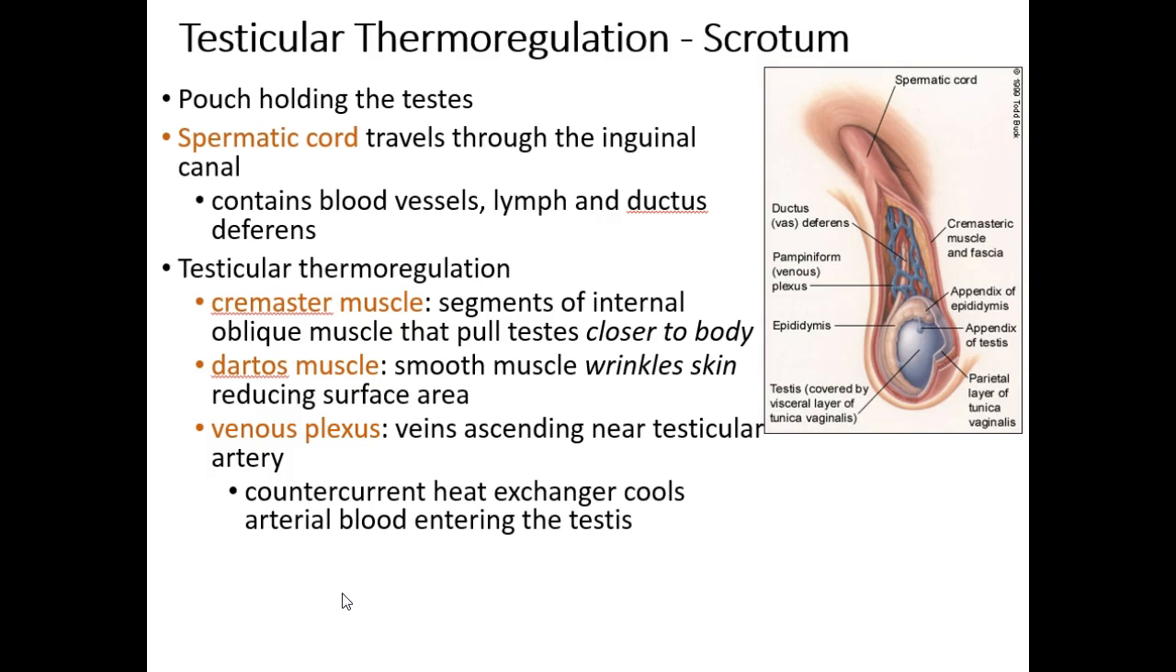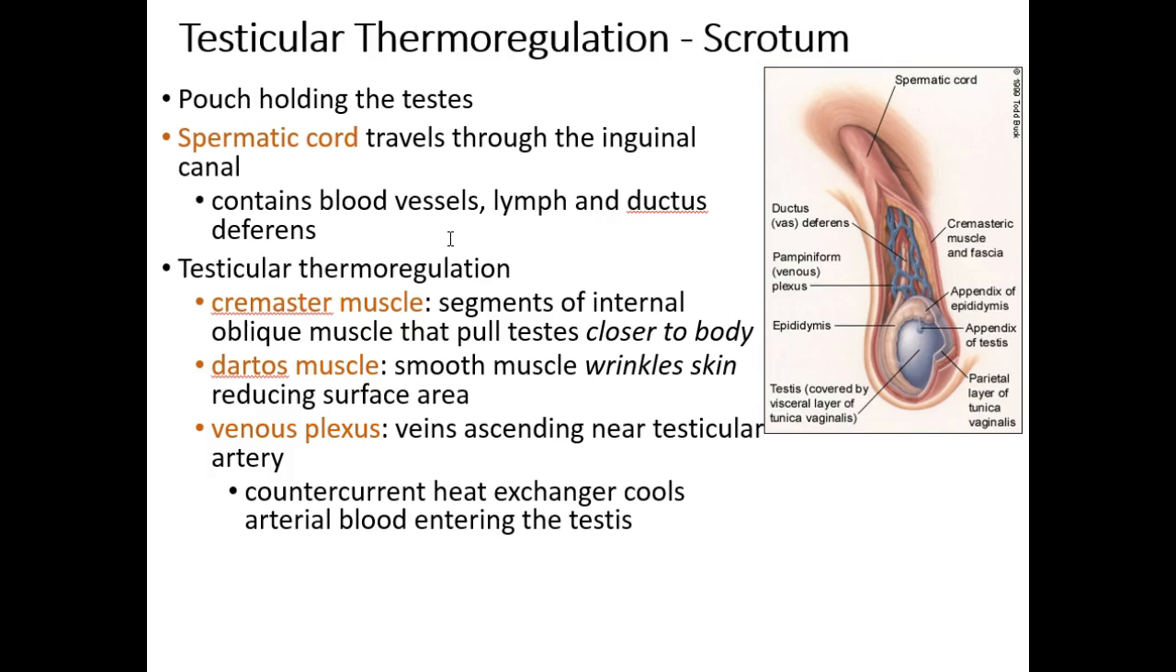If we look at the testes itself, here was the testes, and here's that epididymis that we talked about. This big tube is the spermatic cord. The spermatic cord goes up and tucks back into the inguinal canal, and then turns around to get to the back of the penis, which will lead eventually to the front of the penis.